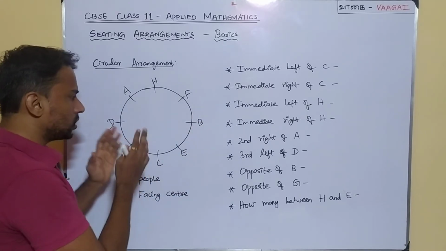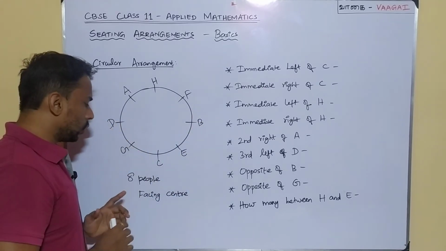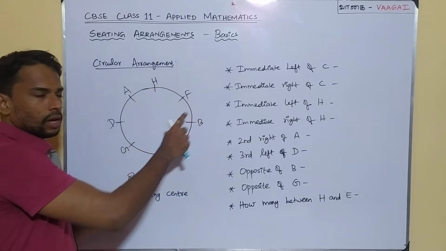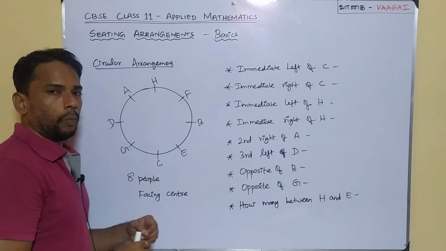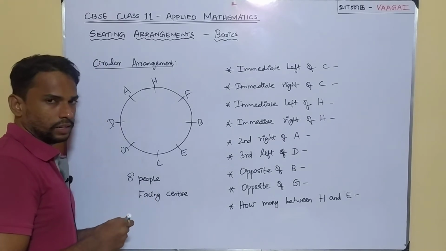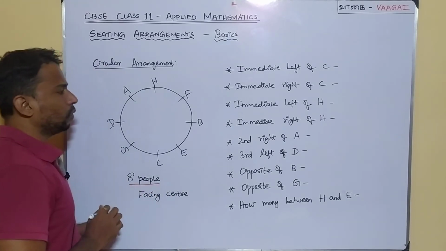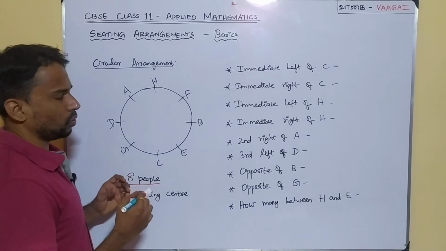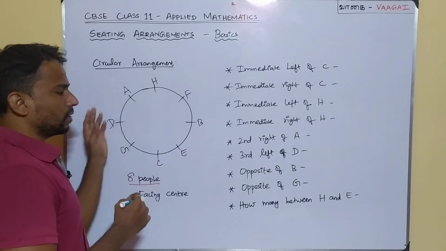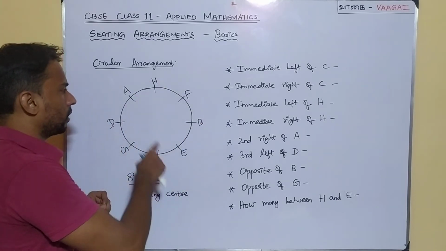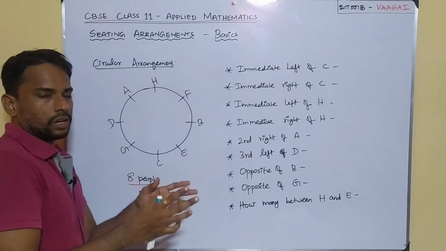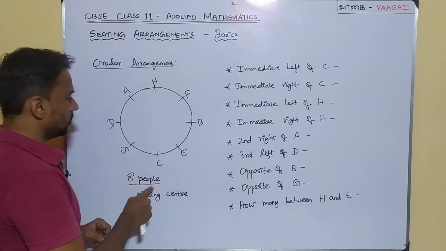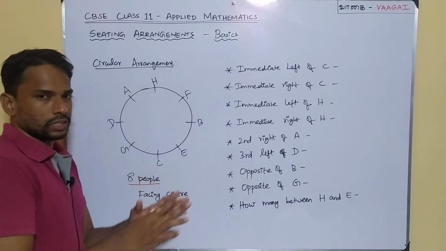If you see this arrangement here, there are totally 8 people. They are seated around a circular table like this. And another important thing is they are all facing the center. So 8 people are there, and who are those 8 people? They are A, B, C, D, E, F, G, H. There are 8 people seated here, but they are not in a proper order. They are seated in a random order, like A is here, B is here, C is here, like that.